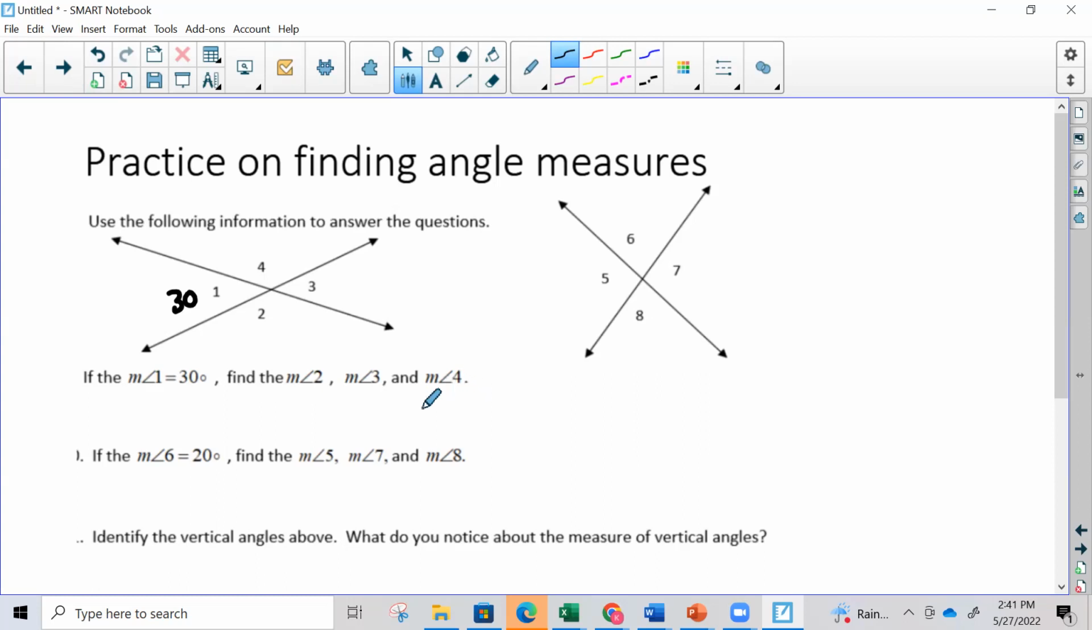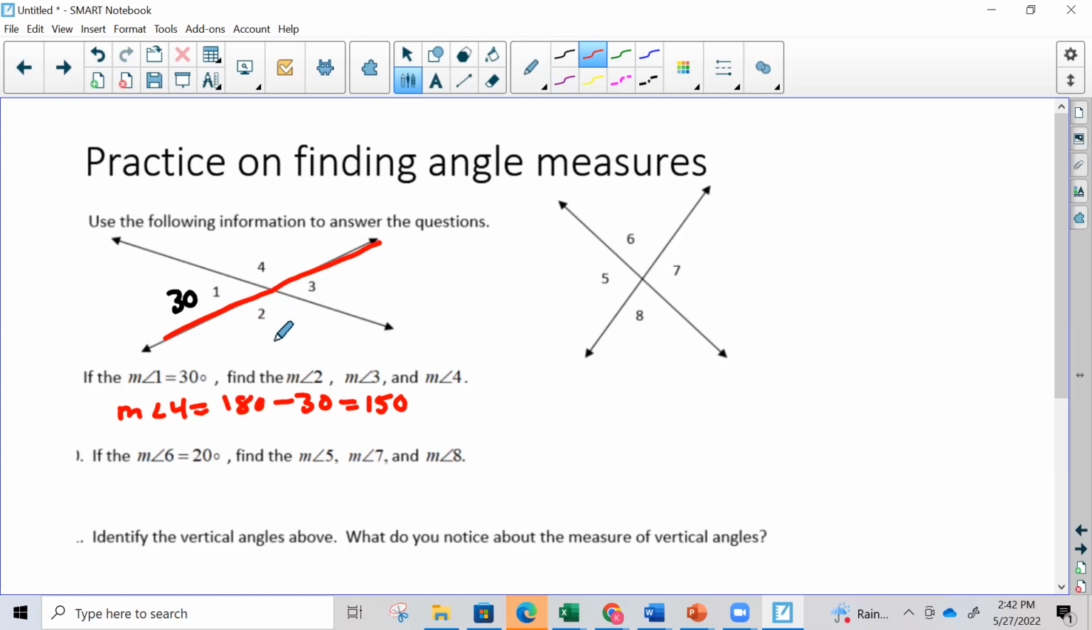Okay, so measure of angle 1 is 30. We can see that angle 1 and 4 make a straight angle, and a straight angle always adds up to 180. So therefore, the measure of angle 4 would be 180 minus 30 to see what is left over to get the 180, and that's 150. So the measure of angle 4 would be 150.